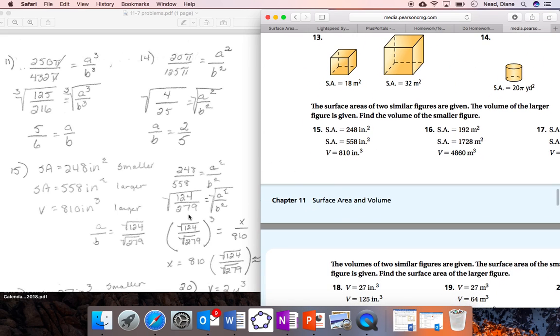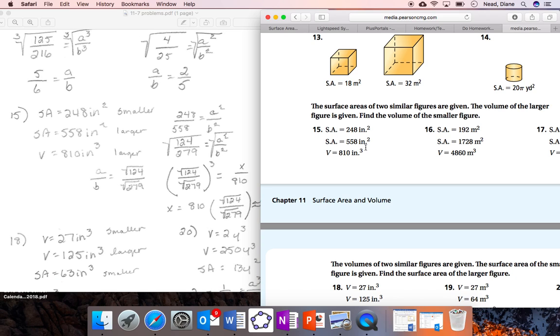Now let's look at a problem a little more complex. I am given two surface areas of similar figures. I'm given the volume of the larger figure. I need to find the volume of the smaller figure. First step, I have to find my scale factor. The ratio of my areas is the square of the scale factor. I reduce my fraction. I take the square root of both sides, so my scale factor is now square root of 124 over square root of 279. In order to have an exact answer, I'm going to leave my scale factor like that.